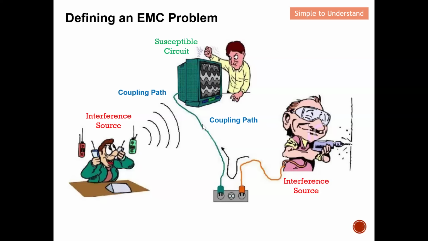So in short, keep this in mind. For EMC, there are actually two forms. One is through the air, which we call radiated. Another one is through the cable, which we call conducted. Okay, I will explain this further later on.